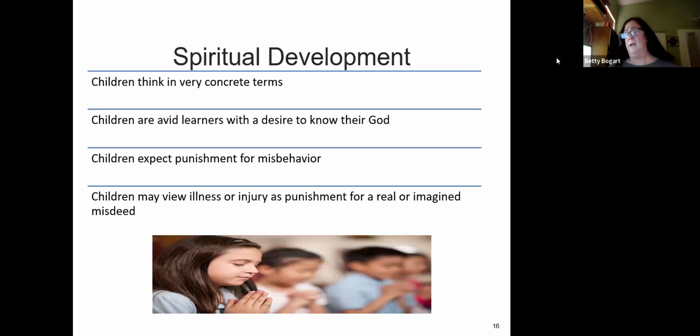Children want to know about God or whoever that higher power is more than they are, okay? They believe if they've done something wrong and they fall down and break their arm, they feel that because they had done something wrong is why they broke their arm. This is what your school age children do believe. So they are punished for that misbehavior.